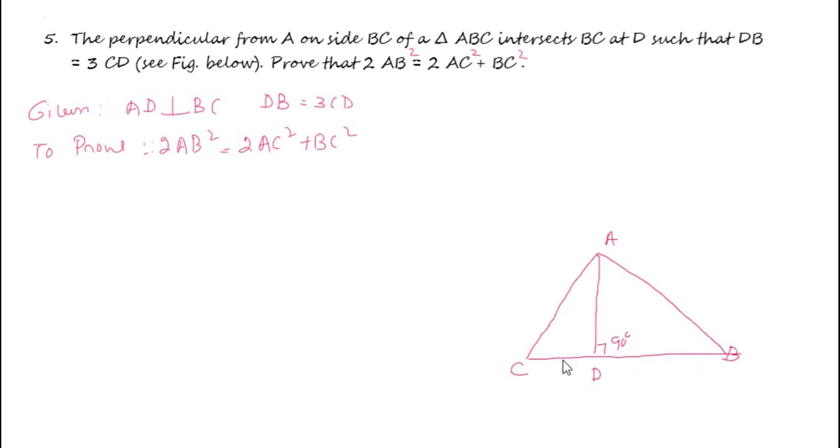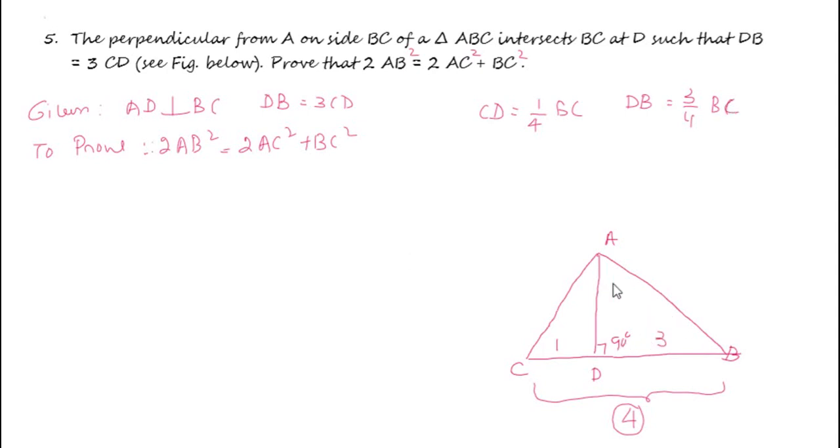DB is 3 times CD. Suppose CD is 1, then DB is 3. So the entire BC is 4 portions. In that, 1 portion is CD and 3 portions is DB. Or we can also write CD equal to 1 by 4 of BC and DB equal to 3 by 4 of BC. We can write it like this.